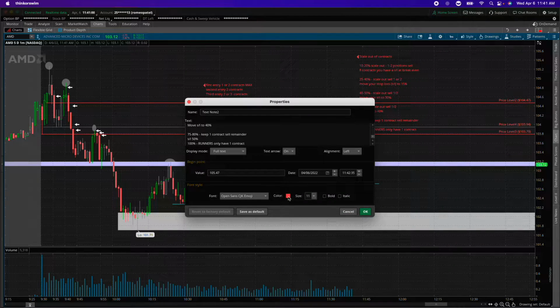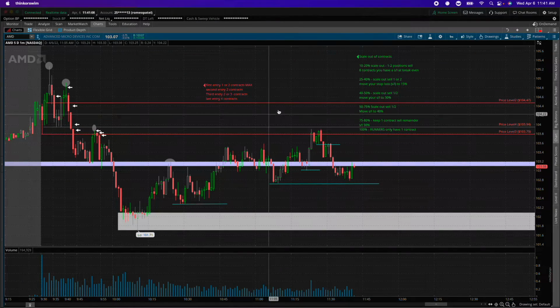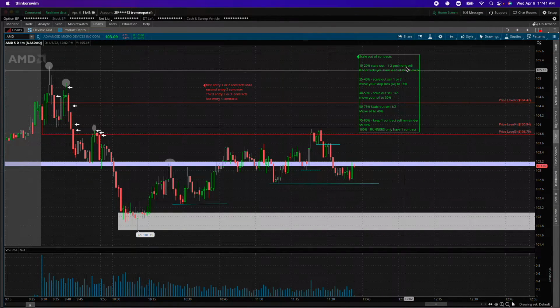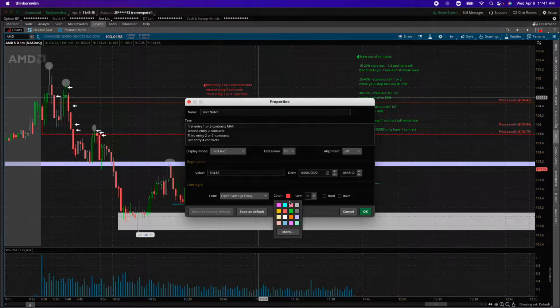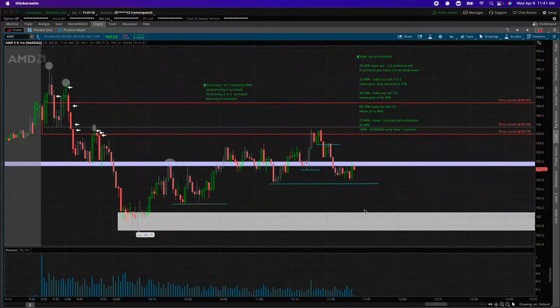So let me just try to put it in a color that you guys can potentially see. No, that's definitely not going to be it. We'll do it in green, if you can see it in green. All right. So here are the notes on this one, here are the notes over here. All right. So you don't have to follow these rules, right? This is just my personal rule, right?